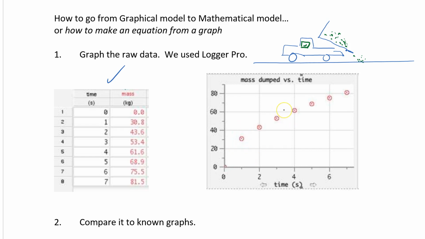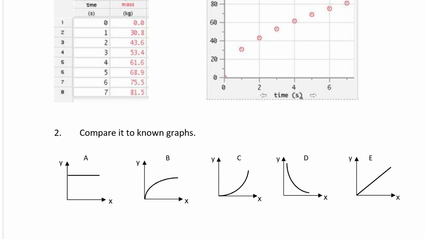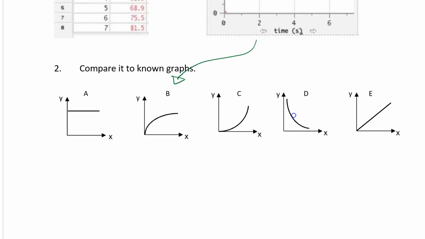So we look at this and we ask ourselves, first of all, is that a straight line? It looks to me like it's got a little bit of a curve, and what kind of curve could it be? We compare it to these known graphs. It seems to me that that curve looks closest to this one here. And so how would we straighten it?